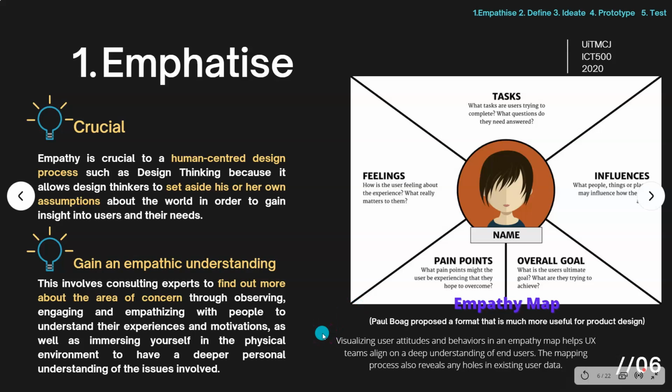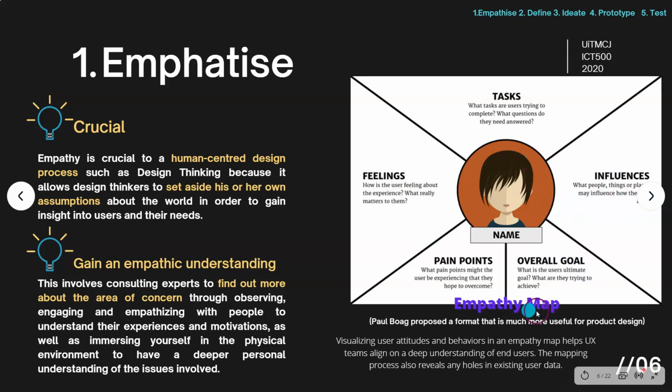Visualizing user attitudes and behavior in an empathy map helps the UX, which is the user experience team, align on a deep understanding of end users. The mapping process also reveals any holes in existing user data. In the first step, you need to understand more about the user needs. For example, if you want to propose a software or an application, you need to know the user requirements.